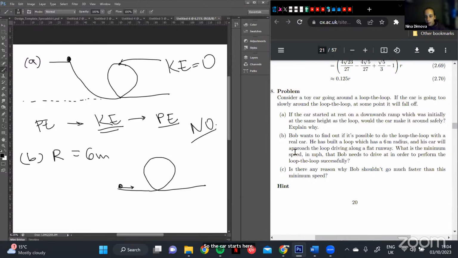What is the minimum speed in miles per hour that Bob needs to drive at in order to perform the loop successfully? So the car starts with some speed v. So the question is, what is this minimum? What is the minimum value of this? And here I would either circle or write down miles per hour, because I would absolutely forget to convert to miles per hour at the end of the problem.